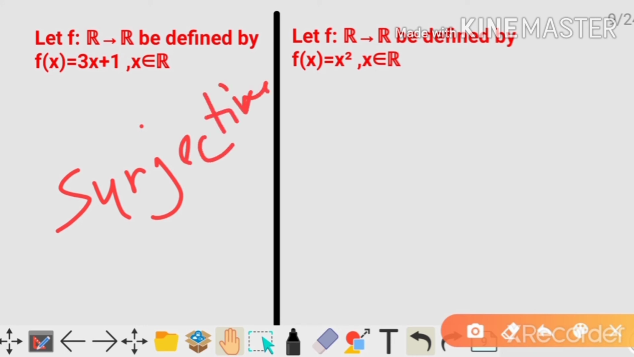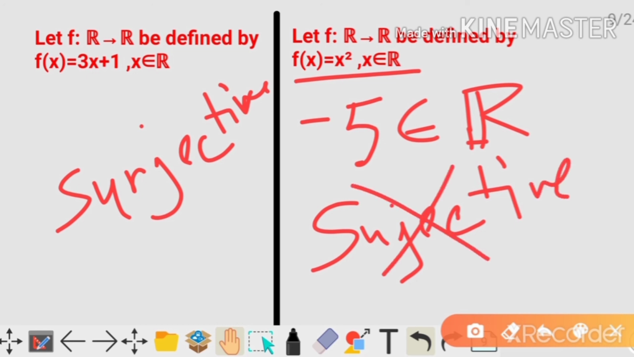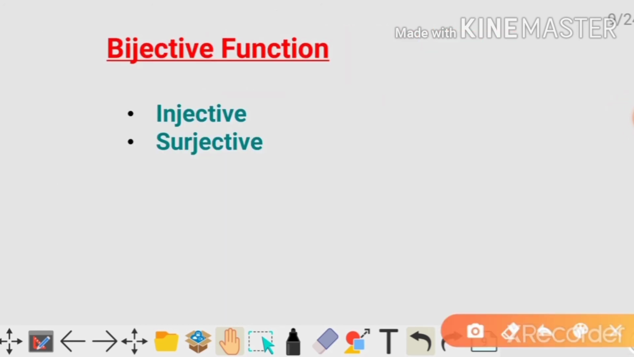Now let's look at the second example. Let's take minus 5. If we take minus 5, then it belongs to R, the codomain set. But can you find any point in the real number set whose square is minus 5? It's not possible, right? So it is not surjective.